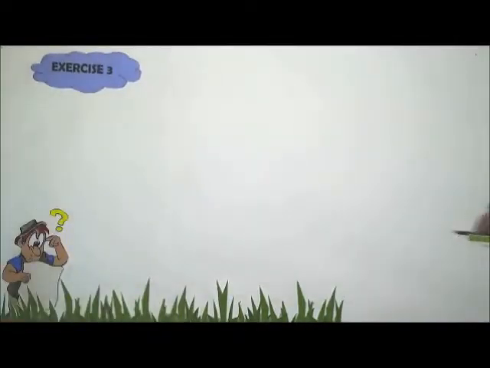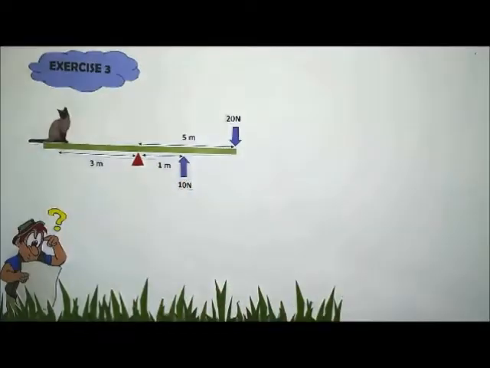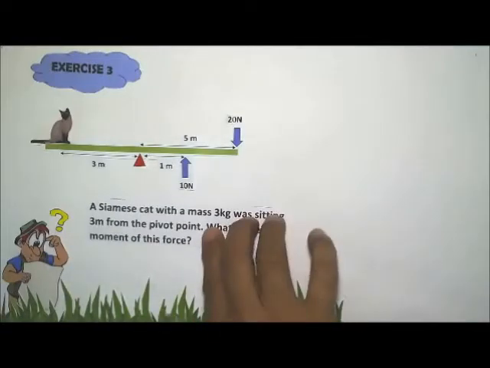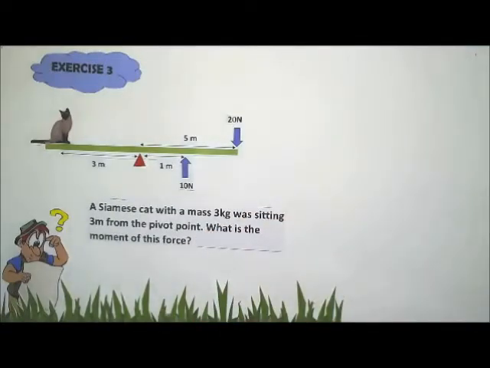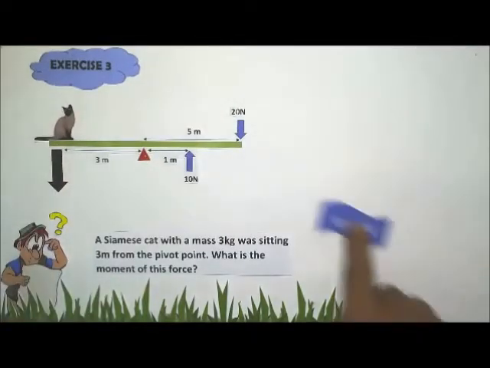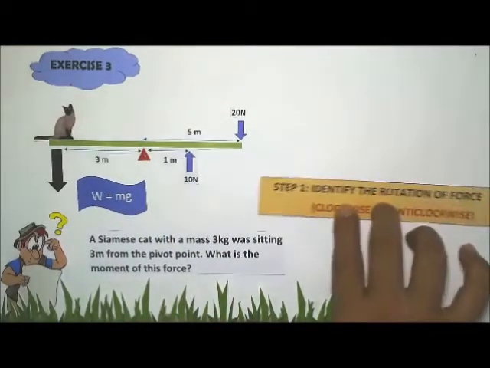Exercise 3. The diagram shows 20 Newton applied downwards, 10 Newton upwards, and a cat sitting on a seesaw. The question is, a Siamese cat with a mass of 3 kg is sitting 3 meters from the pivot point. What is the moment of this force? The cat is sitting at the left, so the force is downwards. Weight equals mg.